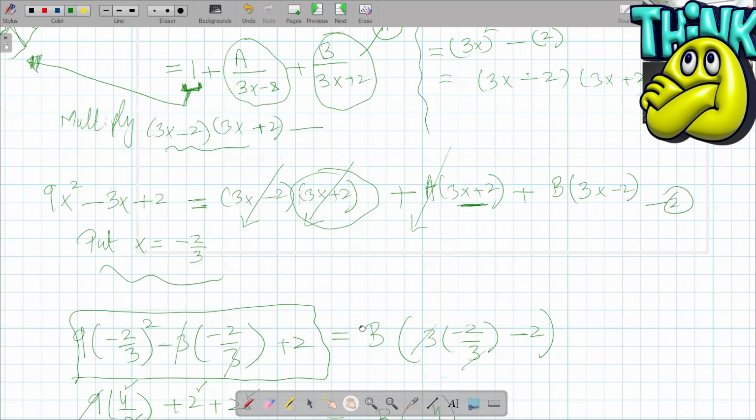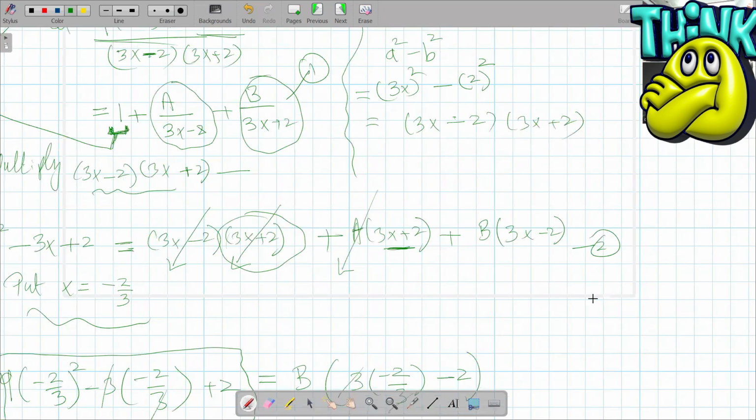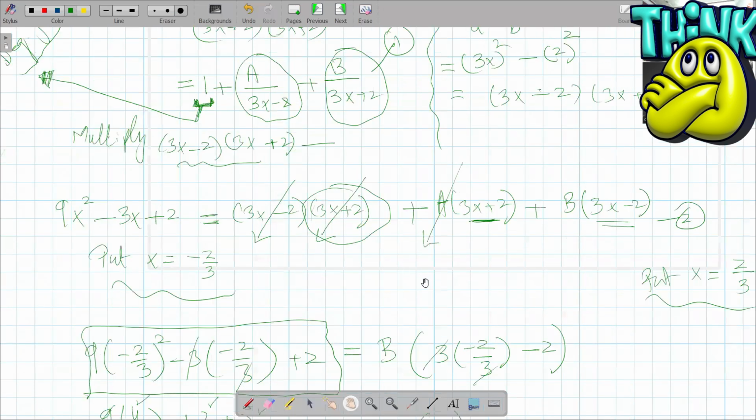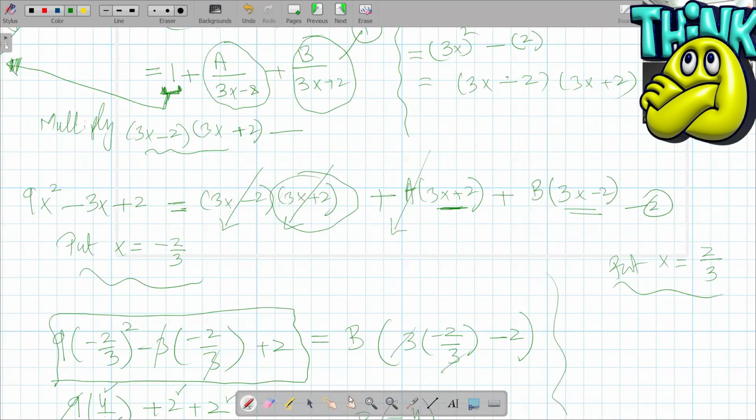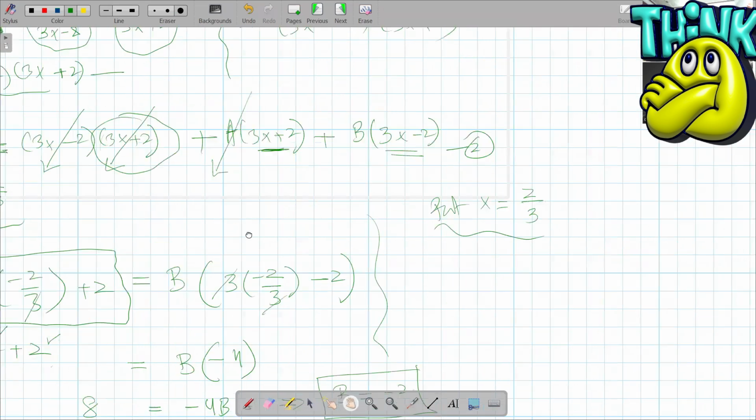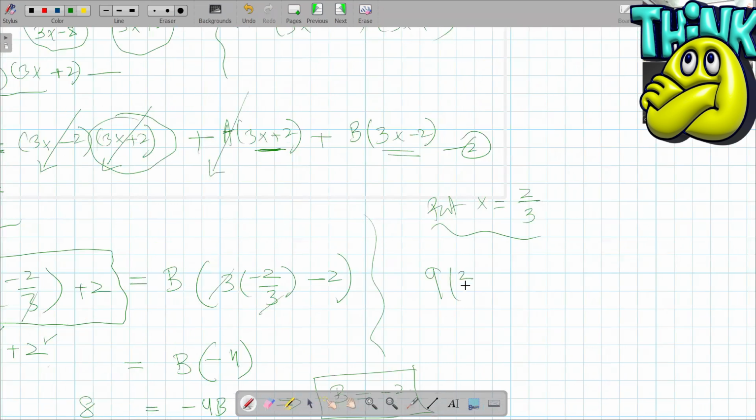Similarly, now we will put x equal to, so that this will become 0. So we will put x equal to 2 over 3, right? So the left hand side will be 9x square minus 3x plus 2, equal to, again, the first term will be cancelled out and the last term will be cancelled out.